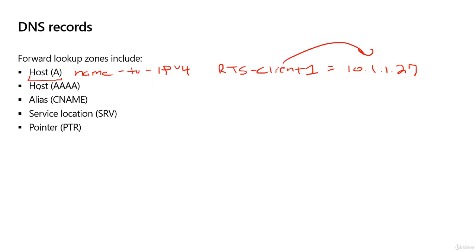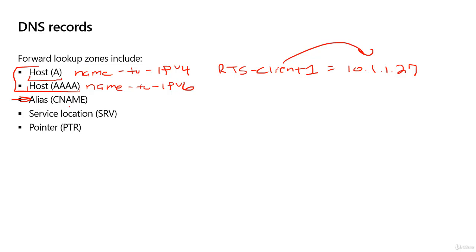We also have a host quad A, is what we call this. This resolves a name to an IP version 6 address. Now, IP version 6 is still not extremely common. I mean, most networks, all networks, are still running IP version 4. Some may use IP version 6 in addition to that, but IPv4 is still the standard everywhere you go. But it works the same. It just takes a name, resolves it to an address, just an IP version 6 address. So those two, just very similar.